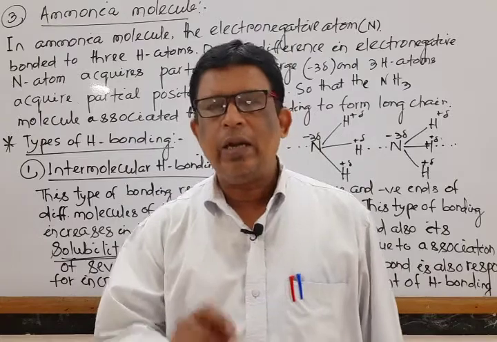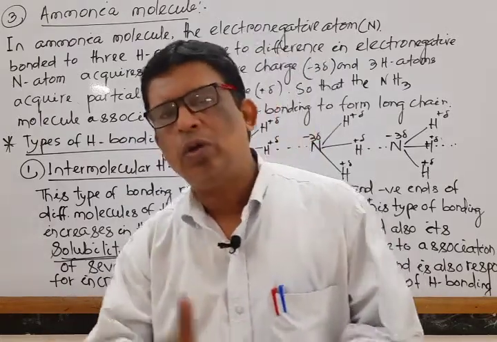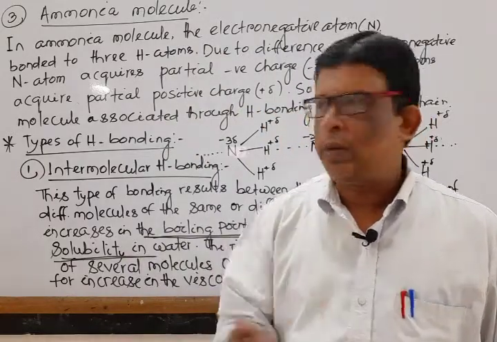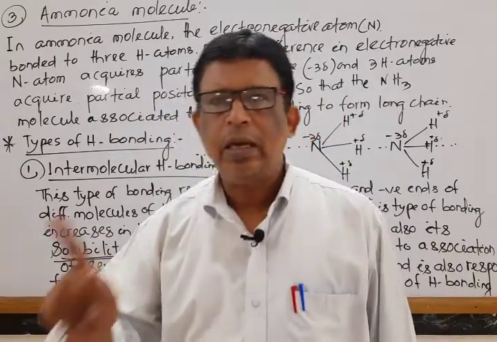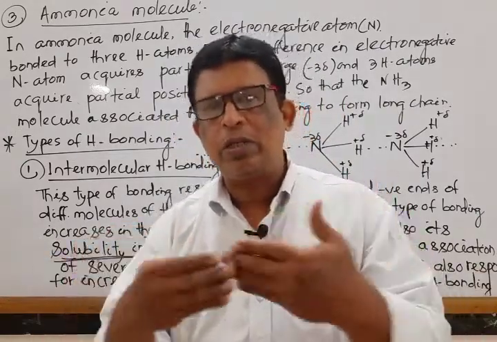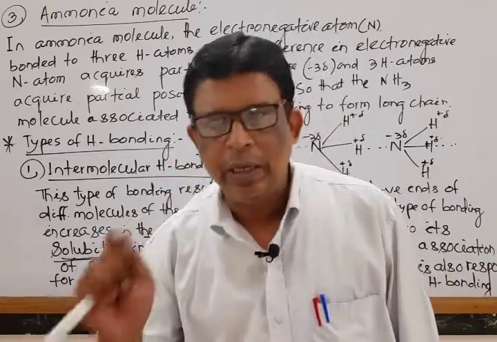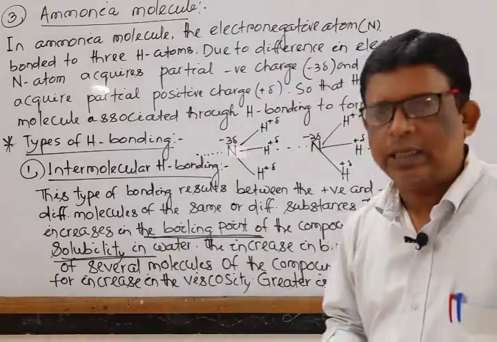B, on the other hand, is not soluble in water because it is unable to form hydrogen bonding. That means this is the most important application of intermolecular hydrogen bonding. If hydrogen bonding is there, then the magnitude of forces of attraction increases. As a result, melting point and boiling point increase, and solubility in water also increases.